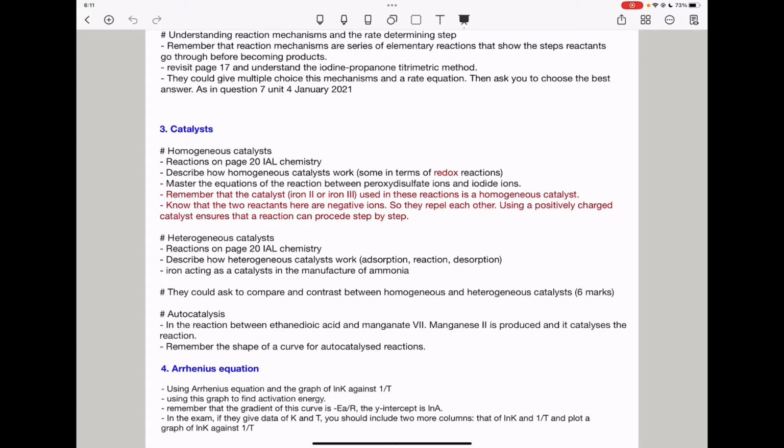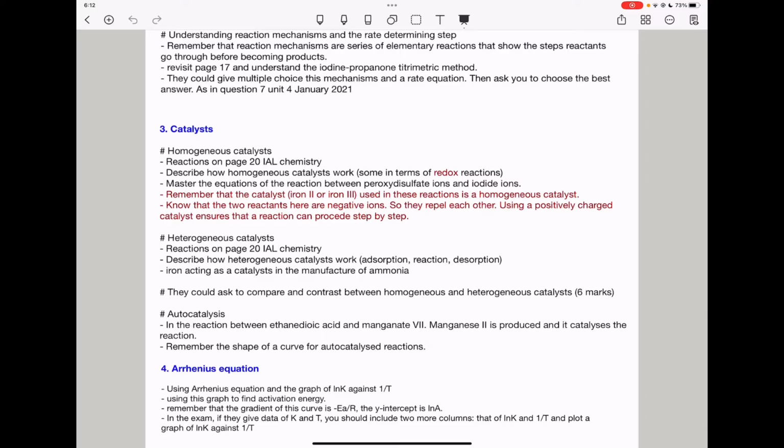If we go to heterogeneous catalysts, again, this is page 20 of your IAL textbook. You need to know how heterogeneous catalysts work. Remember, the reactants adsorb onto the surface of the catalyst. A reaction occurs on the surface of the catalyst requiring lower activation energy, and then the formed products are going to desorb from the surface of the catalyst. An example is iron acting as a catalyst in the formation of ammonia.